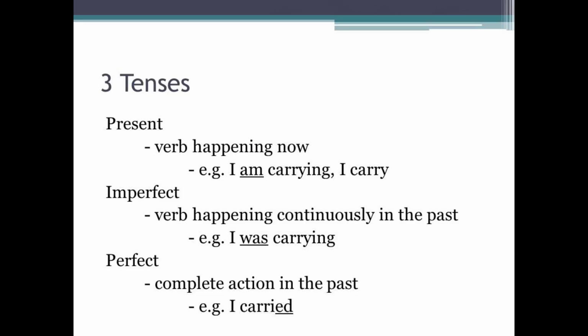Again, let's look at the 3 tenses we've met so far. So the present tense is a verb happening in the present time. For example, I am carrying or I carry. The imperfect is a verb that has happened continuously in the past. For example, I was carrying. And the perfect tense is an action that's fully completed in the past. For example, I carried. Just notice the difference in translation, but you should be familiar with all of these already.